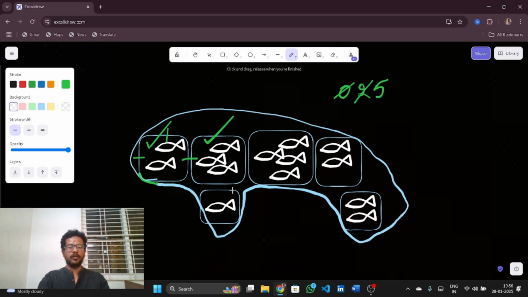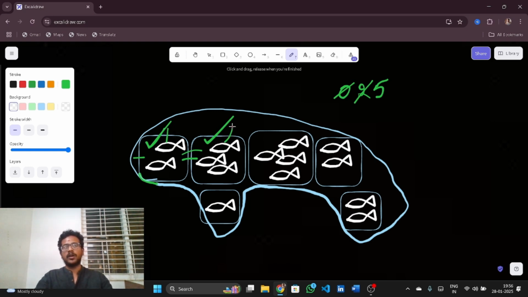2 plus 3 will be 5. Now, for this cell, I will check whether I can go left. No, I can't go left because it is already visited. If I start at a place and I am going through there, what is the use of going to the same cell where you started from?